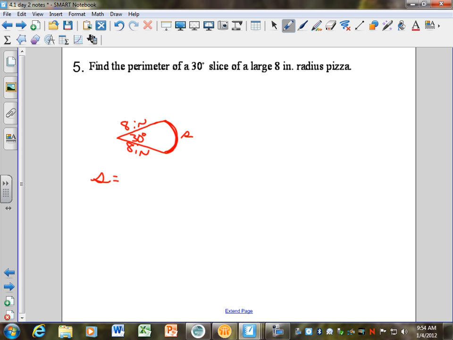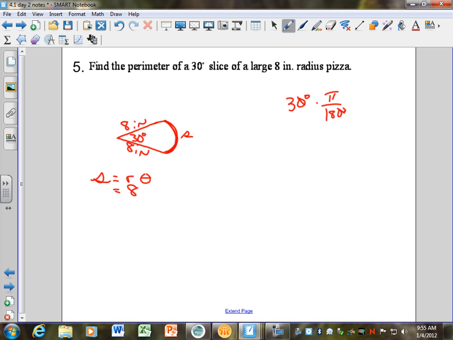Arc length equals what? Do you remember the formula? R times theta. So that's just going to be 8 times 30. It has to be in radians, so we have to make sure that we change that 30 degrees into radians. What do we multiply by to go from degrees to radians? Pi over 180, because I want those degrees to cancel out. Pi sixths.